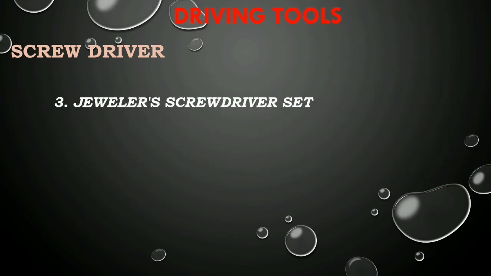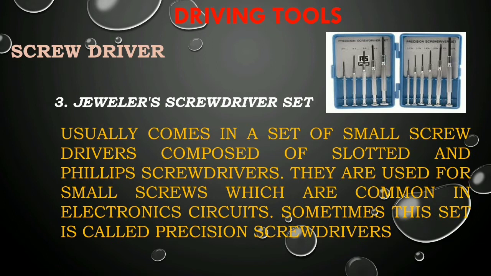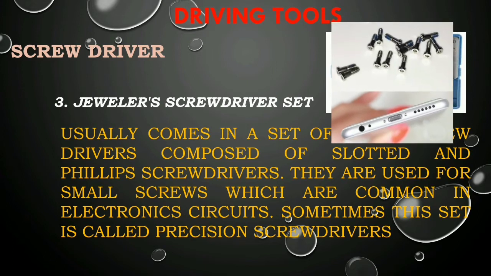And meron naman tayong jeweler's screwdriver set. So, itong example ng jeweler's screwdriver set. So, kung mapapansin natin, unlike the two screwdriver, flat and Phillips, ito ay mas maliliit. So, usually, it comes in a set of small screwdrivers composed of slotted and Phillips screwdrivers. So, they are used for small screws which are common in electronic circuits. Sometimes, this set is called precision screwdrivers. So, ang common use nito is sa pag-aayos ng relo, cellphones, kasi meron siyang maliliit na screw.